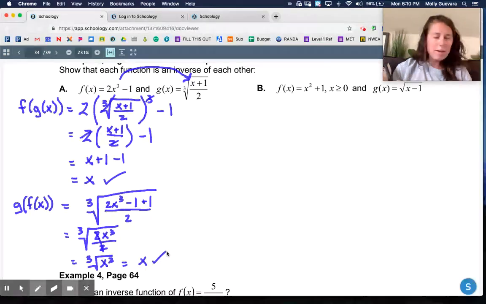So I have verified that these are actually inverses of each other, because when I plug them into each other in both directions, I get the value of x. Now it has to be x. It can't be negative x. It can't be x plus 1. It can't be anything like that. It just has to be 1x.